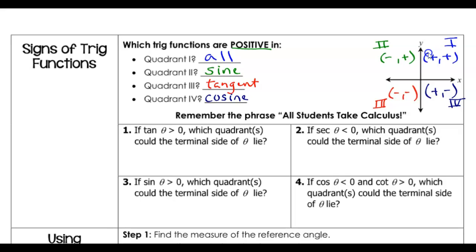And so then we have an interesting way to find all of these. Those of you that like acronyms, if you think of the phrase "all students take calculus" and you go around the quadrants, this will tell you which trig functions are positive: all of them, sine, tangent, cosine, as you move around. So all students take calculus. So that will help you perhaps remember which trig functions are positive as you go around the unit circle.